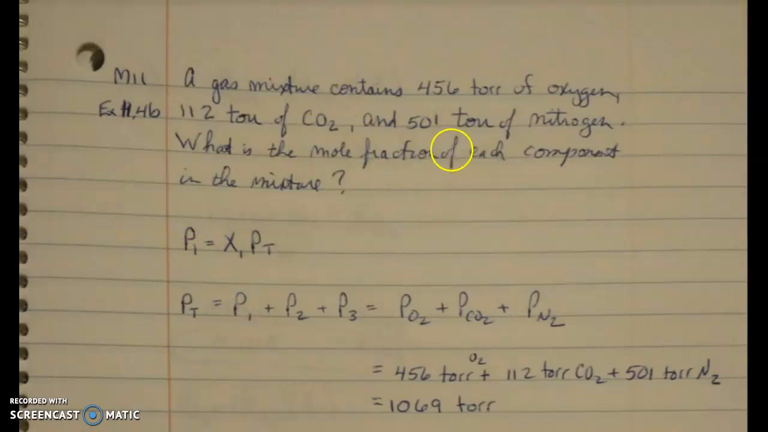And I didn't write down all the variables here, but you can see that what we're given is the partial pressure of oxygen, carbon dioxide, and nitrogen. And so the total pressure of this mixture of gas can be easily found by simply adding up the partial pressures for each of these gases. So we have 456 torr is the partial pressure for oxygen, plus 112 torr for carbon dioxide, and 501 torr of nitrogen, for a total of 1069 torr.